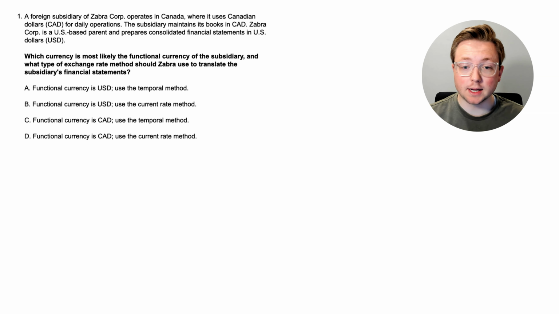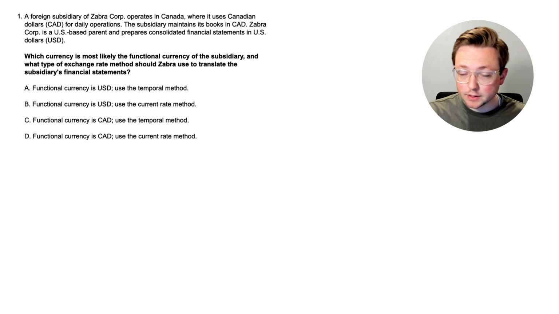Which currency is most likely the functional currency of the subsidiary, and what type of exchange rate should Zabra use to translate the subsidiary's financial statements? Let's go up to the top. A foreign subsidiary of Zabra Corp operates in Canada, where it uses Canadian dollars, or CAD, for daily operations. The subsidiary maintains its books in Canadian dollars. Zabra Corp is a US-based parent and prepares consolidated financial statements in US dollars. So again, which currency is most likely the foreign currency here, and what exchange rate are they going to use to translate the subsidiary's financial statements?